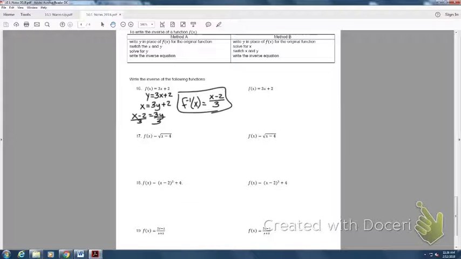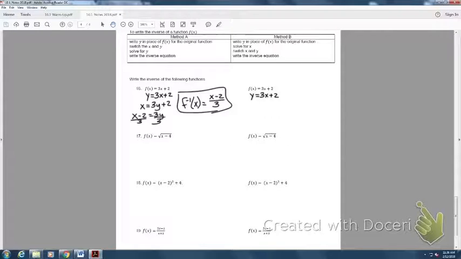Okay, going to method B. The only difference between method A and method B is we switch x and y at the end. Everything else is the same. If you like doing method B over method A, that's fine. I do not care, as long as you get the right answer. So I'm going to go through it, but this will be the only one that I go through both methods on.